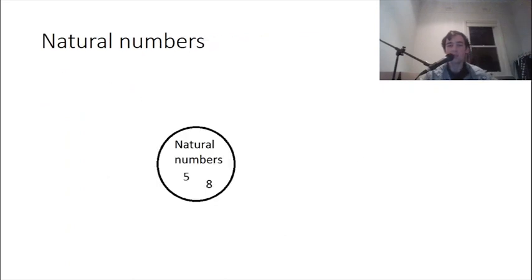Anyway. All right, so a really quick history of numbers. Natural numbers are just positive numbers that are not 0. So 5 and 8 and 156, they're all natural numbers. They're the numbers that we just use for counting. They come naturally to us.